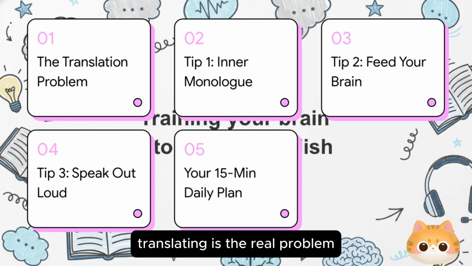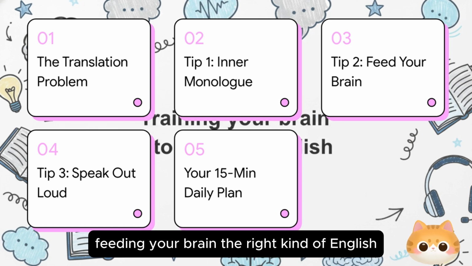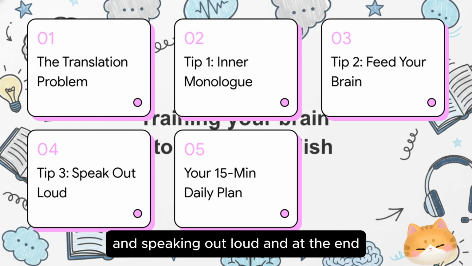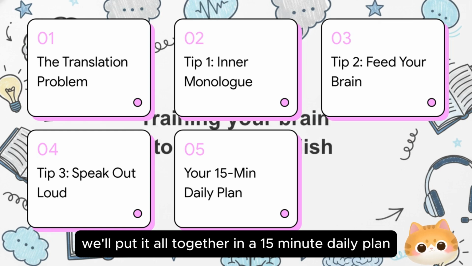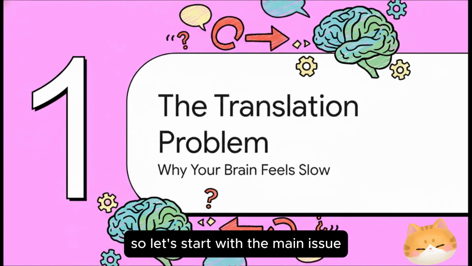First, we're going to look at why translating is the real problem. Then, I'll give you 3 super easy tips: using your inner monologue, feeding your brain the right kind of English, and speaking out loud. And at the end, we'll put it all together in a 15-minute daily plan you can start today. Okay, so let's start with the main issue.